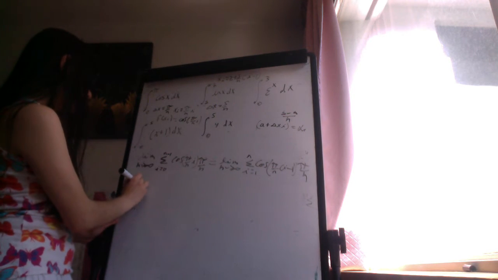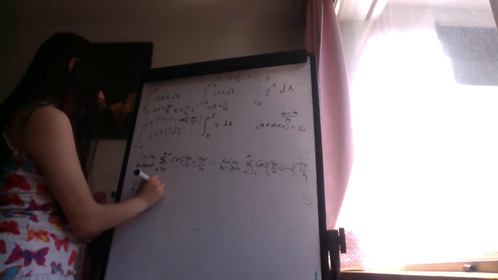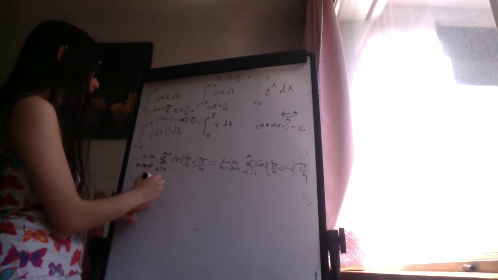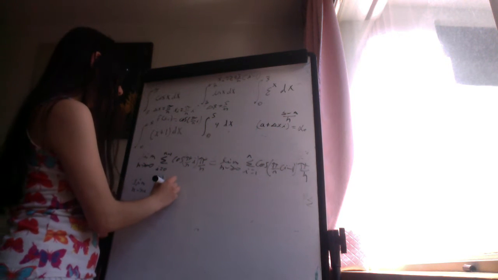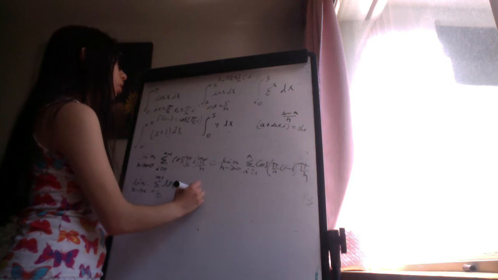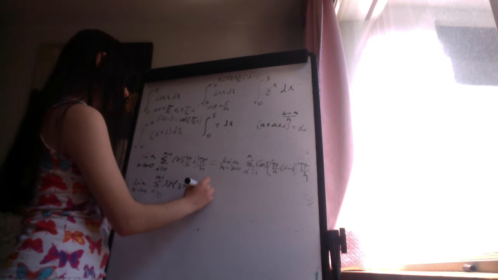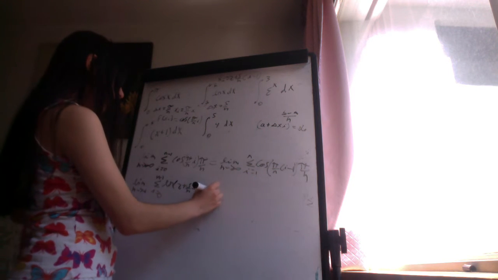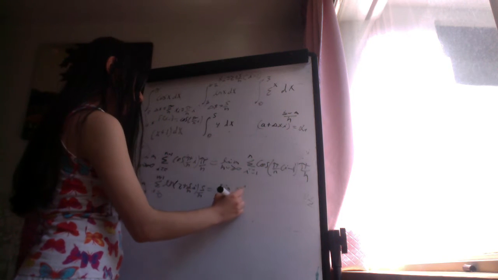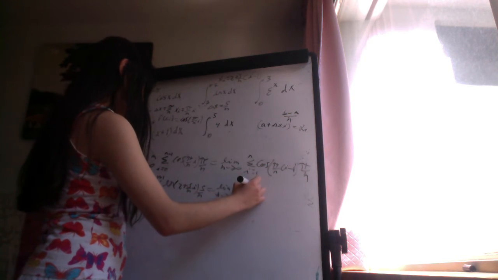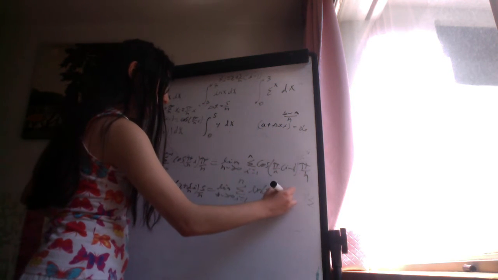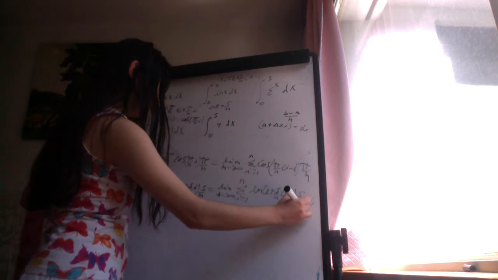So the second one is the limit as n approaches infinity of the summation from I equals 0 to n minus 1. Let's do the traditional way first. Of natural logarithm of 2 plus 5 over n I times 5 over n, or the limit as n approaches infinity of the sum from I equals 1 to n of the natural logarithm of 2 plus 5 over n times I minus 1 times 5 over n.